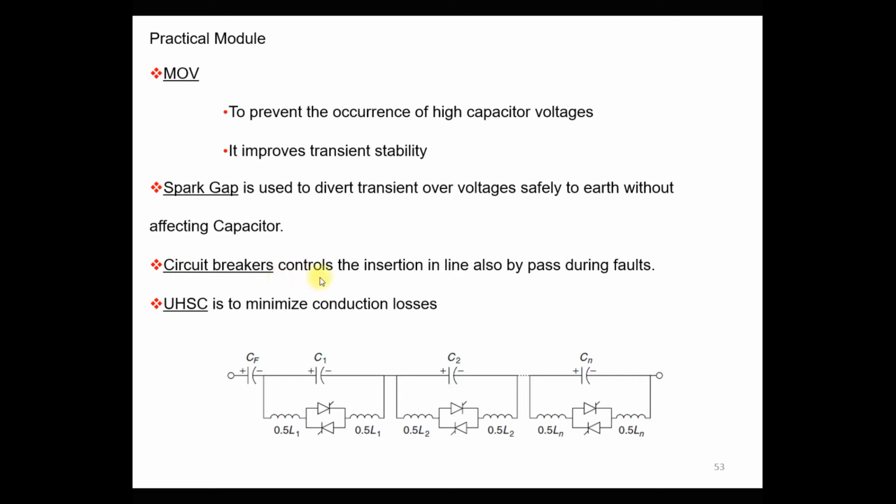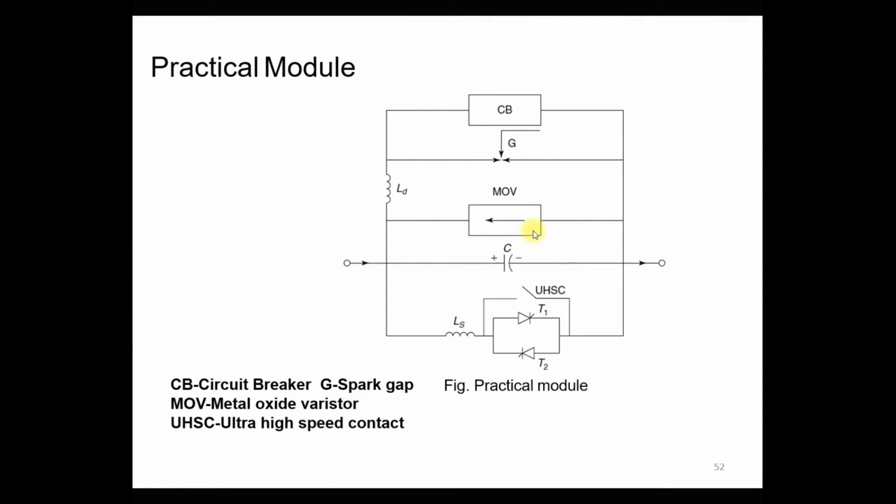Then the circuit breaker, that is used to control the insertion in the line, and also used to bypass during the fault condition. So what is the function of this circuit breaker? That is used to disconnect this capacitor during the fault condition, as well as insert this capacitor after the fault, so that you can provide the transient stability to the system. So the function of the circuit breaker is insertion as well as disconnection of this capacitor into the line.